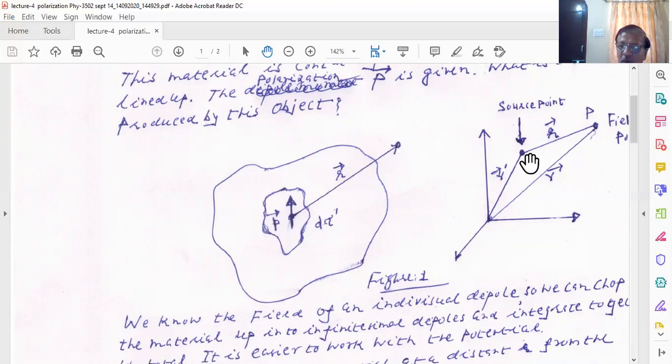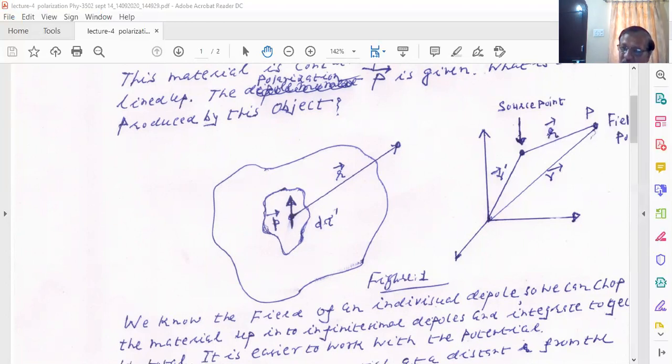Now look at this picture where we have represented the different vectors. From this figure we can say that the source coordinate r prime is basically the position vector of the source point. So this position vector of the source point is vector r prime plus vector r, which is the source vector.